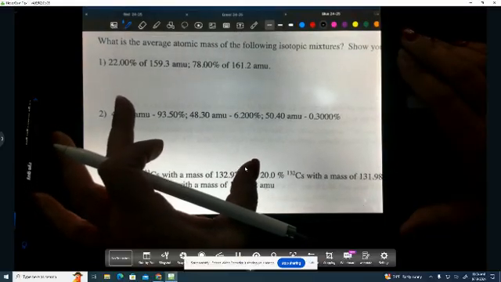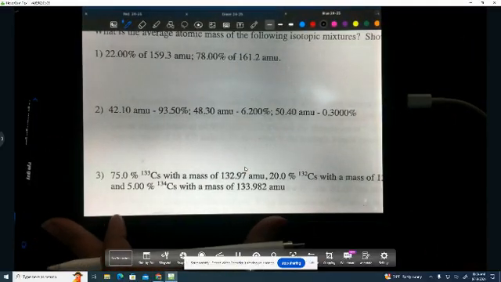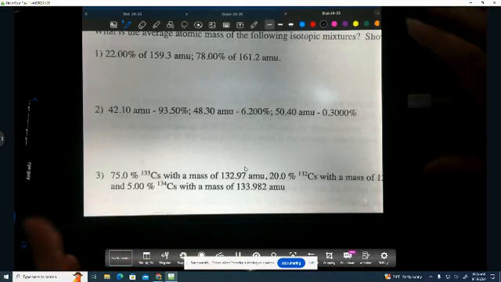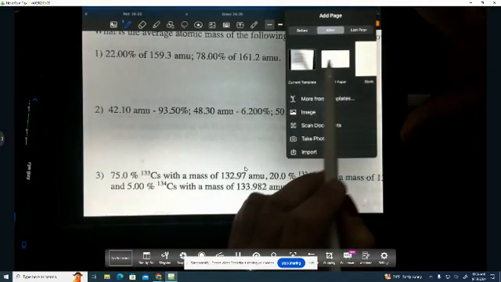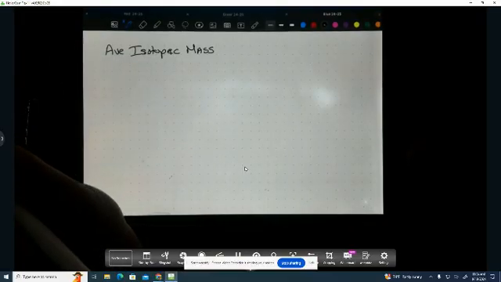All right, let's look at this question, and we'll do two of these together, and then we will do a couple on our own. Average isotopic mass. Do you remember what an isotope is? It's like the same element, like different mass.